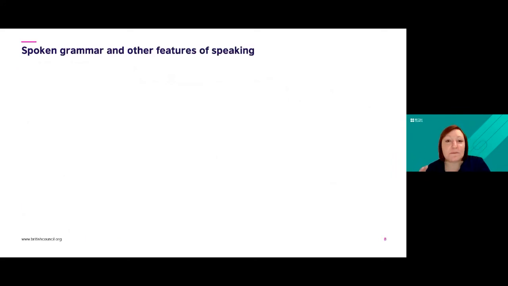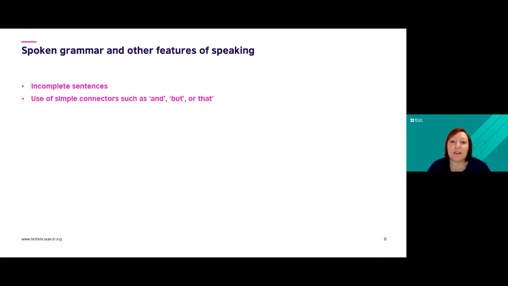Okay, let's go through some of these points again. Incomplete sentences. Now remember, these are features of unplanned speech, and these are necessary because of the real-time processing constraints and the fact there's reciprocity, so we don't need to complete sentences. The use of simple connectors. Now remember, I'm still talking about this from a first language point of view. I'm going to come to second language in a minute.